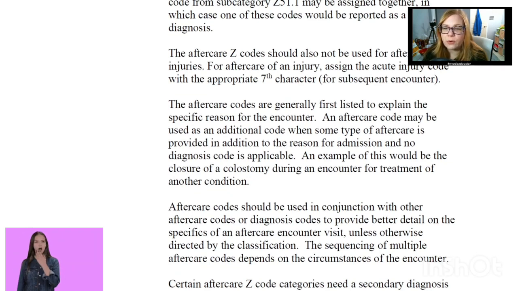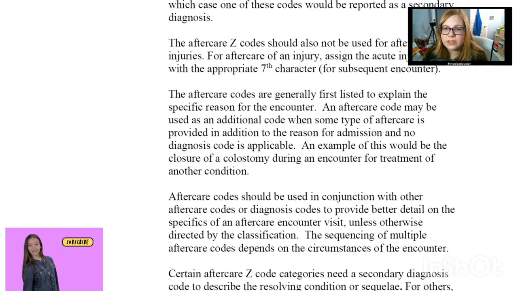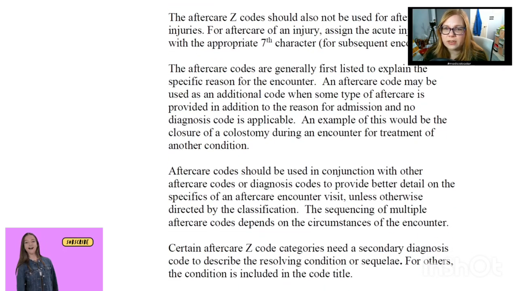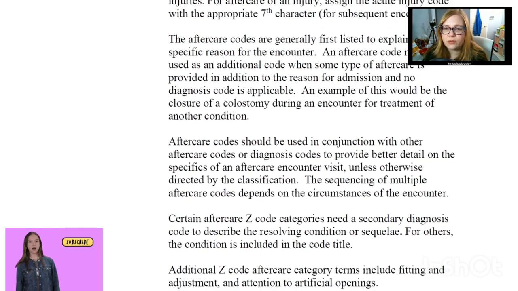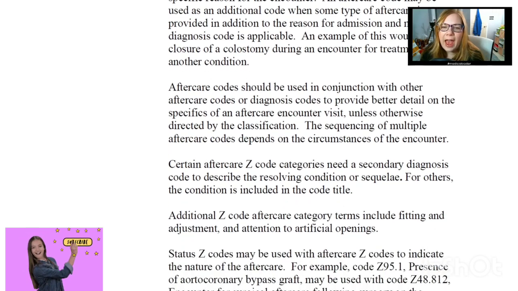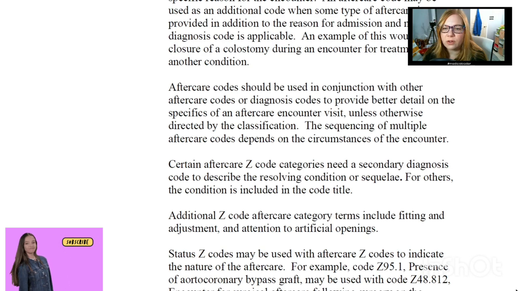An aftercare code may be used as an additional code when some type of aftercare is provided in addition to the reason for admission and no diagnosis code is applicable. An example of this would be the closure of a colostomy during an encounter for a treatment of another condition. Aftercare codes should be used in conjunction with other aftercare codes or diagnosis codes to provide better detail on the specifics of an aftercare encounter visit, unless otherwise directed by the classification.